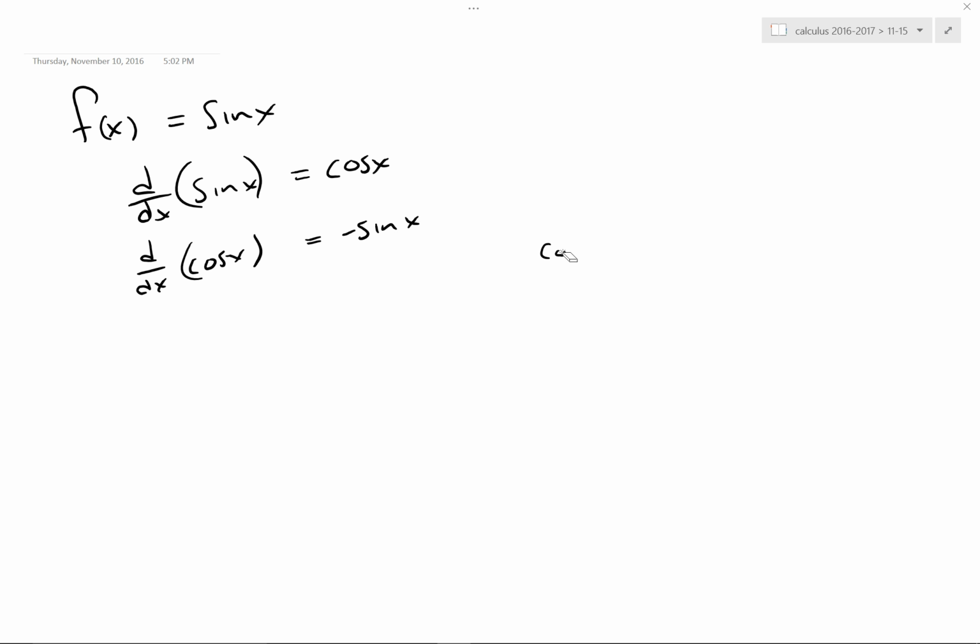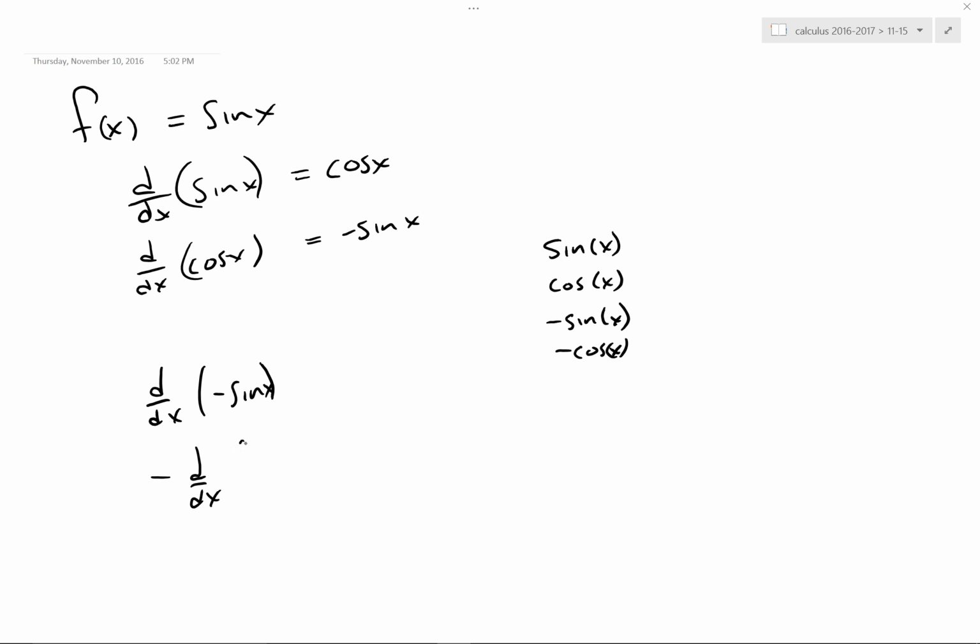I like to go sine, cosine, minus sine. The derivative of minus sine is just minus cosine. And then think about that. Why is that? Well, the derivative of minus sine is the same as negative the derivative of positive sine. Well, this is cosine, so hang a negative on the front of it. Anyway, the derivative of negative cosine, right back up on top again. And it's going to go like that. Boom, boom, boom, boom, right back to the top.